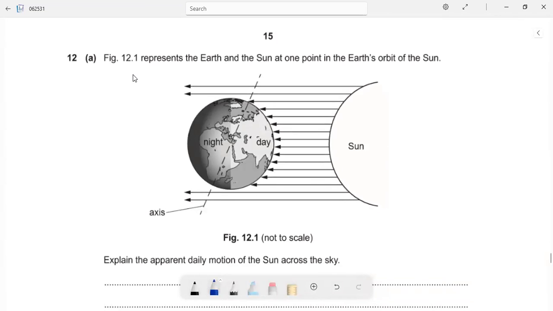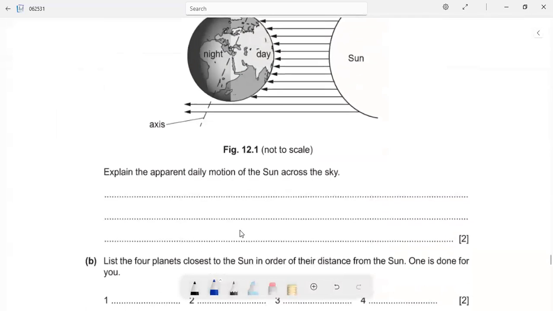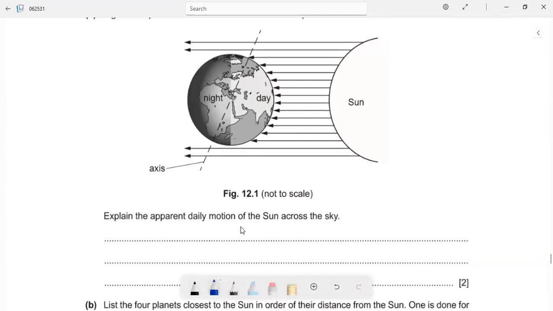Next, figure 12.1 represents the Earth and the Sun at one point in the Earth's orbit of the Sun. Explain the apparent daily motion of the Sun across the sky. So here, the Earth rotates on its own axis every 24 hours.